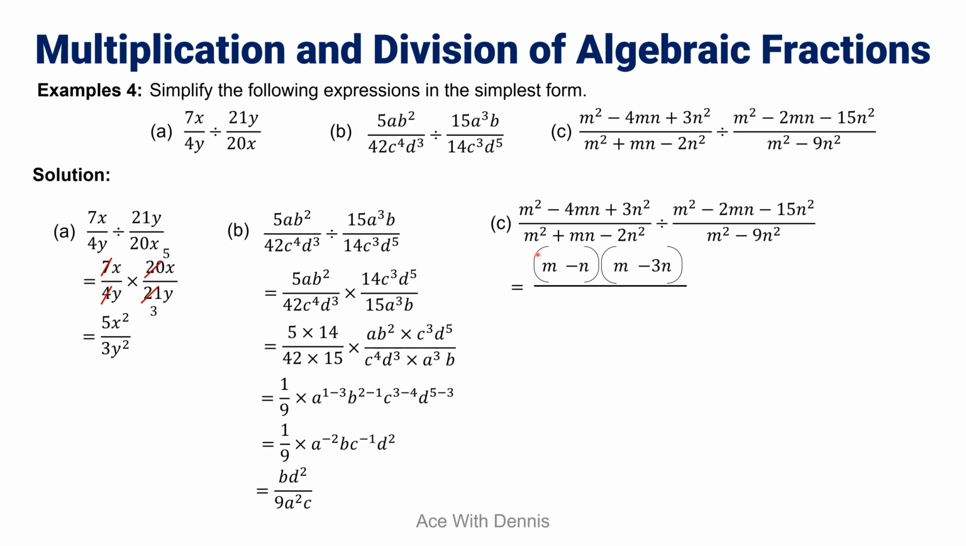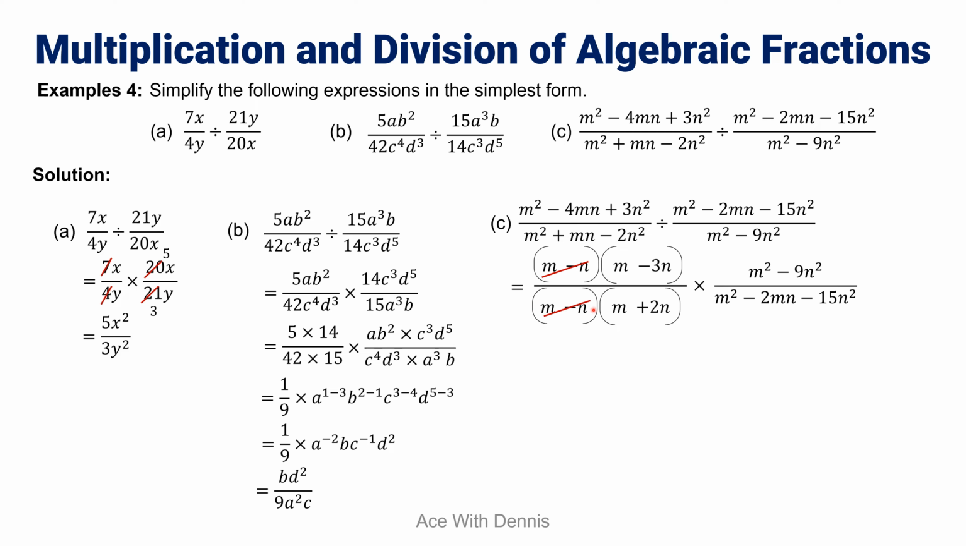Again, we factorize this quadratic expression, m squared plus mn minus 2n squared. Write out the two brackets here. m times m, I get m squared. Then negative n times positive 2n, I get negative 2n squared. Then double check, negative n times m plus m times positive 2n, we get positive mn. Then move on to the second fraction. Divide, change to multiplication, and this fraction changes to the reciprocal. So this is what we get. The next step, we can start to simplify.